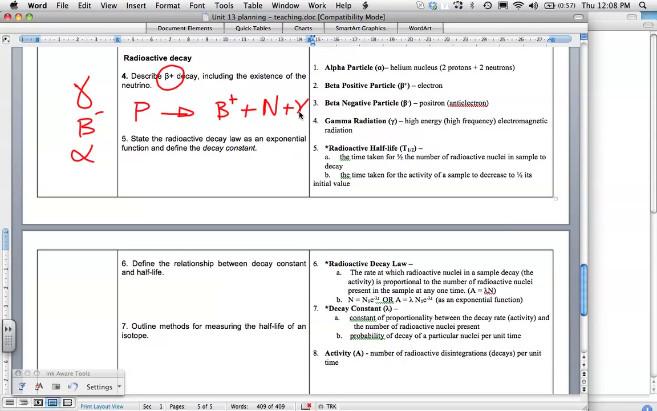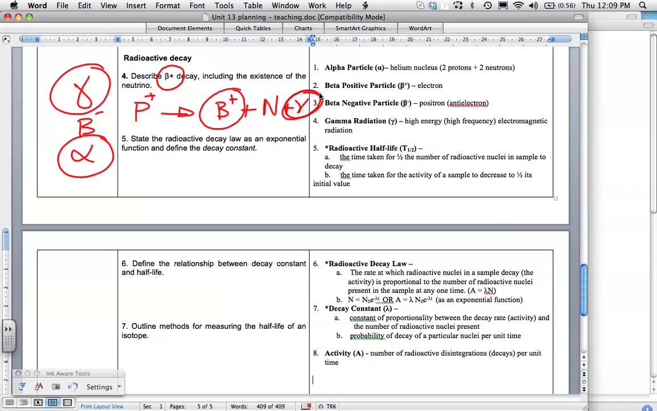The reason for the neutrino, which was actually postulated before it was discovered, was that the energy of this beta plus particle is not quantized. In both the gamma and the alpha, it was found that the energy was quantized, and so it was postulated that there must be some other particle taking off the balance of the energy, and that's this neutrino, which was later discovered. The same with the beta minus, the regular electron decay. It also gives off a neutrino, but what we call the anti-neutrino.